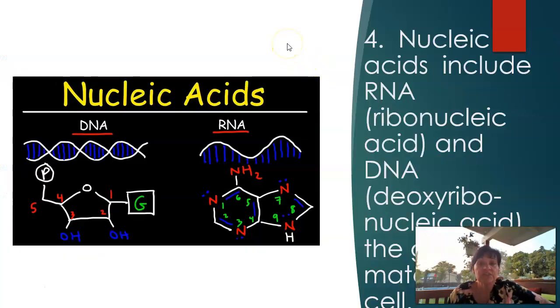And then the last one is nucleic acid. Nucleic acids include RNA and DNA. So RNA, the R stands for ribonucleic. Okay, so the R is ribo, and the N is nucleic acid. Ribonucleic acid, and then DNA is deoxyribonucleic acid, and they are the genetic material of the cell. It holds the blueprints for what that cell is going to turn into. Okay.